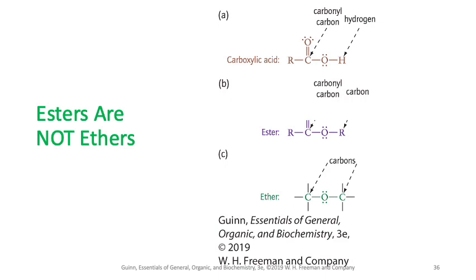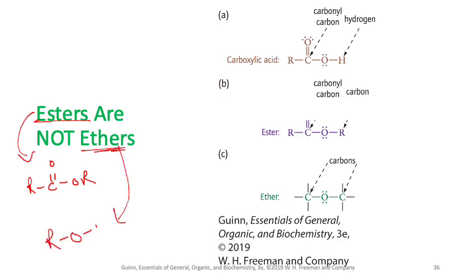One of the things students normally get confused between is ester and ether. Esters are not ethers. So what is an ester? An ester is R, C double bond O, OR. And what is an ether? R, O, R. The difference between an ester and an ether is that you don't have a carbonyl group between R, O, R. So make sure you know how to differentiate ether and ester.